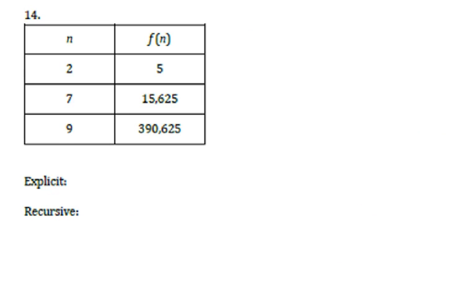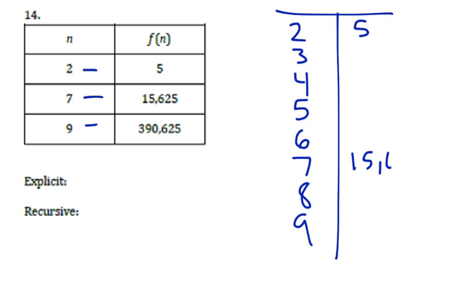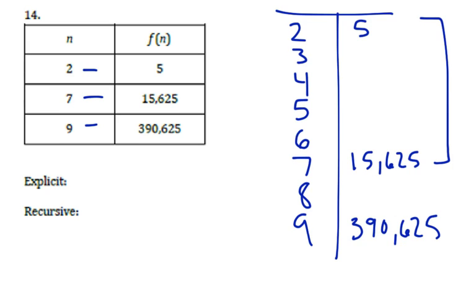Now, if we take a look at number 14, this one looks a lot more difficult. But the first thing you have to notice here is on the input side, those aren't following a pattern. So what you can do is try to fill in the gap to help us out. So at 2 we had 5, at 7 we had 15,625, and at 9 we had 390,625.